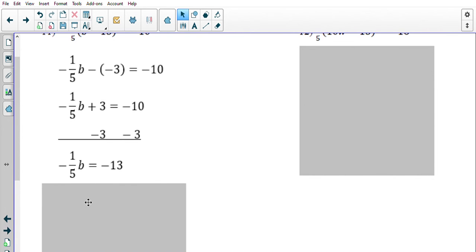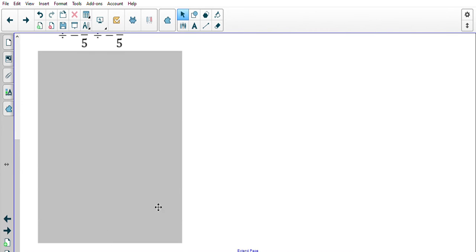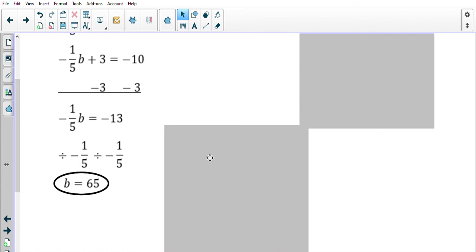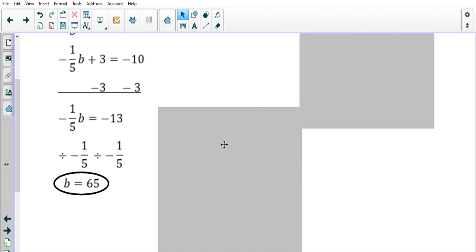Now divide both sides by negative 1/5. We're going to divide both sides by negative 1/5. That's really the same as multiplying by negative 5. We end up getting 65 for our solution. So we'll pause there for a second and give you a chance to jot that down.